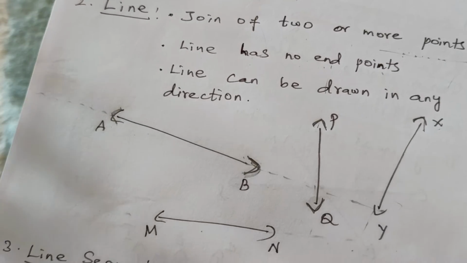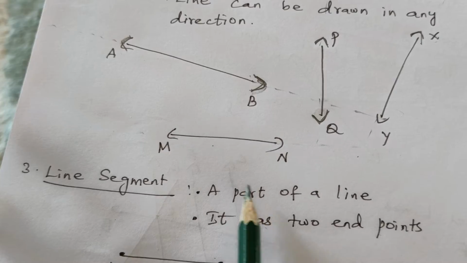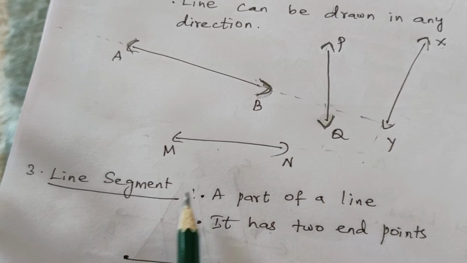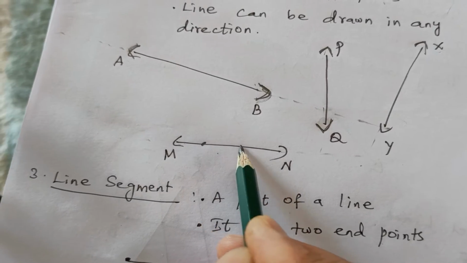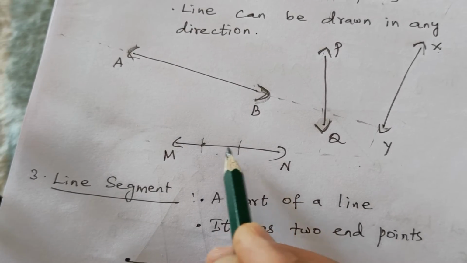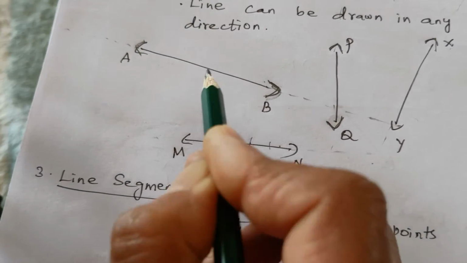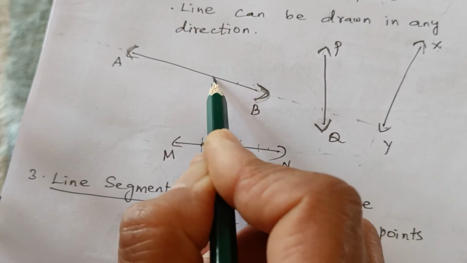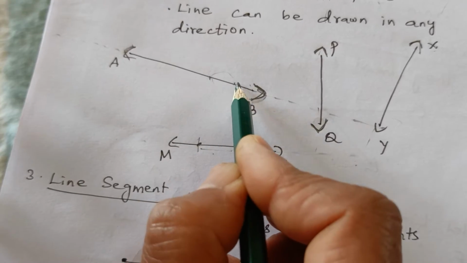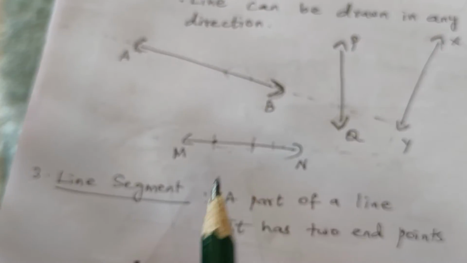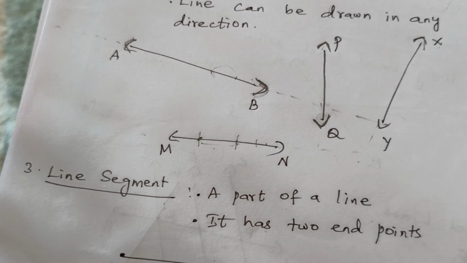Now the next is a line segment. What is a line segment? A part of a line. Say from this line, you cut a small portion from this point and take it. This is called a line segment. Or take from here to here, or from here to here. Just mark 2 points and cut it and take a portion of a line, a part of a line, a piece of a line. It is called a line segment.